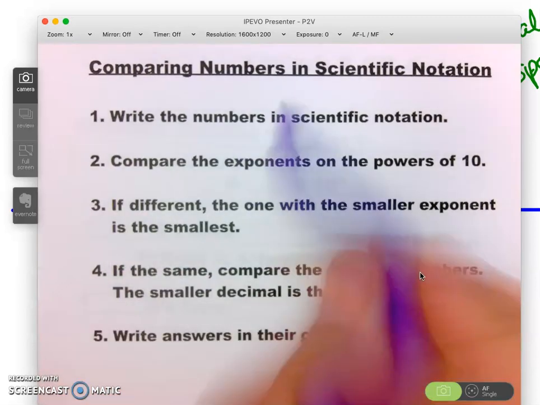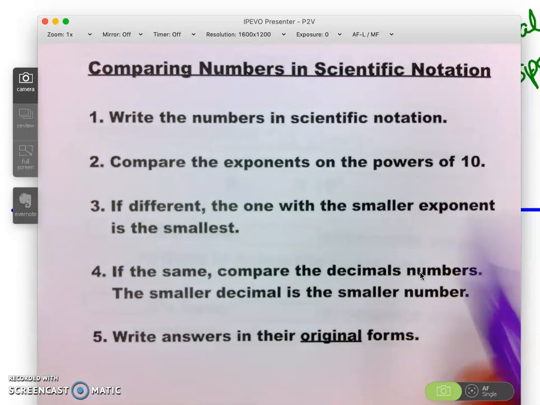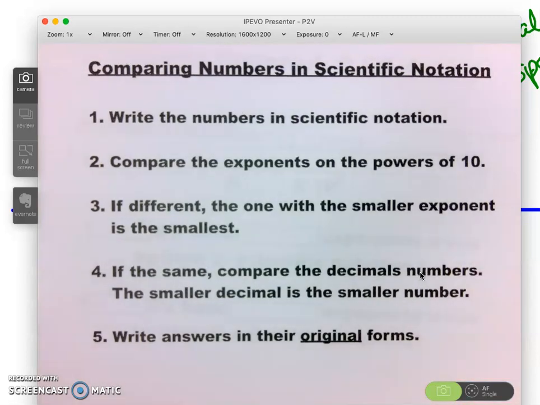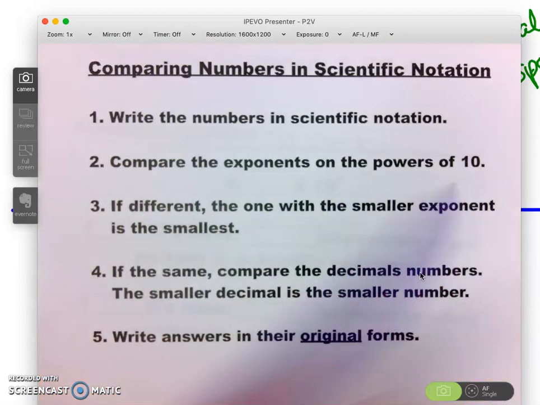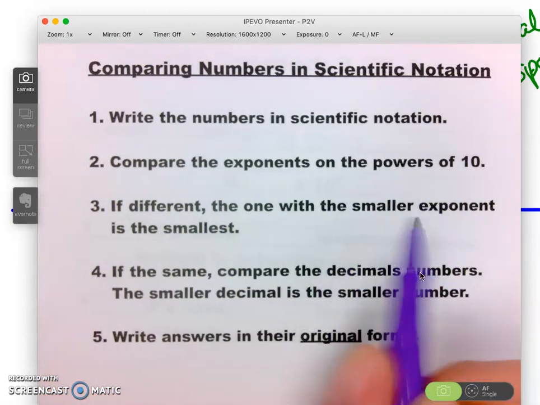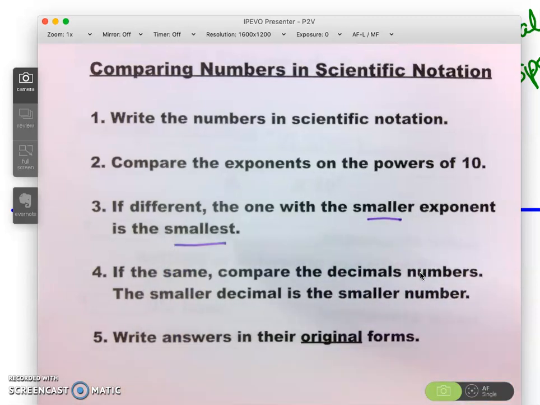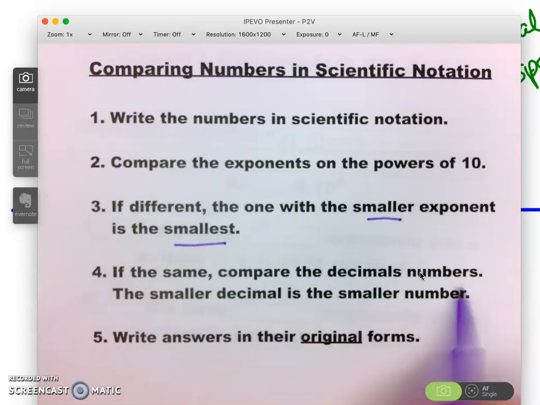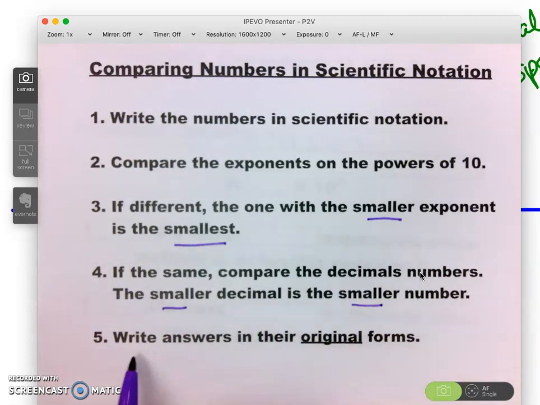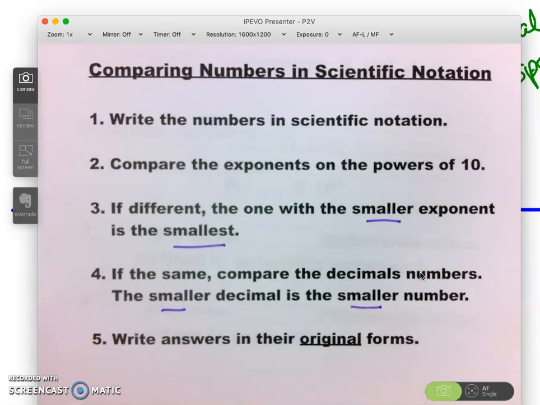If they're two numbers, and one's in standard form, you're going to want to write it in scientific notation. And then you're going to compare the exponents on the powers of 10. If they're different, the one with the smaller exponent is going to be the smallest one. If they are the same, you need to compare the decimal numbers. The smaller decimal is the smaller number. And then you're going to write the answers in their original form.